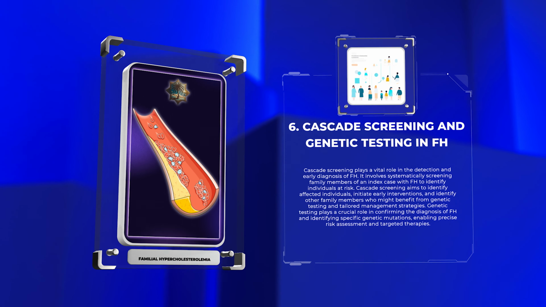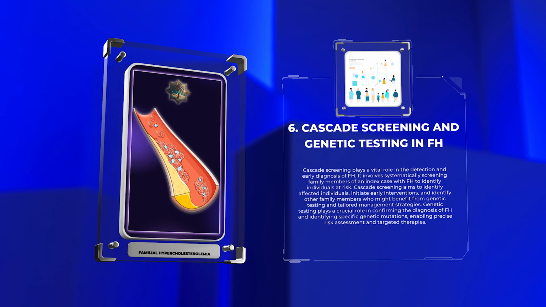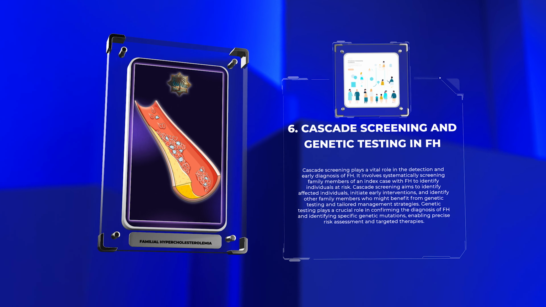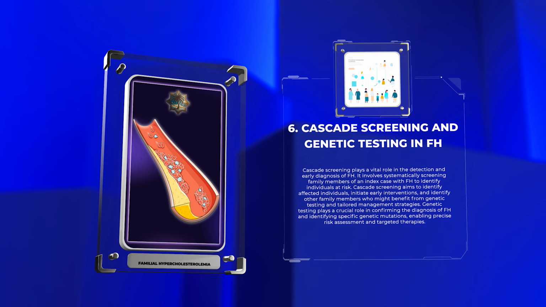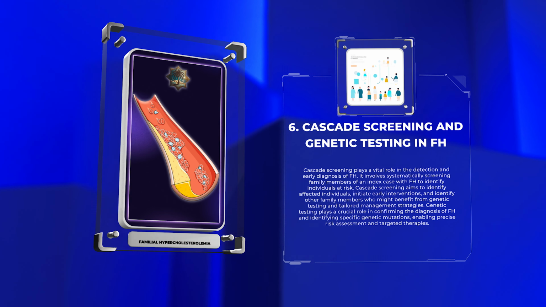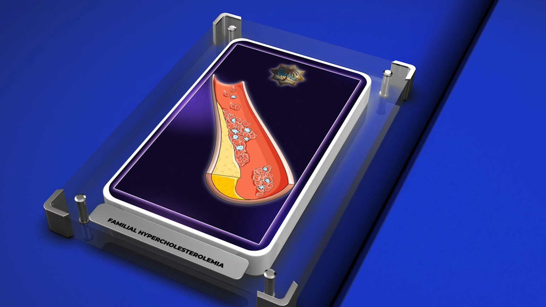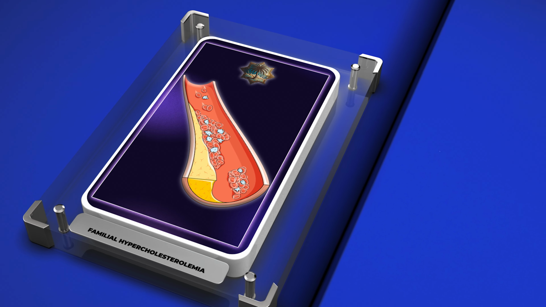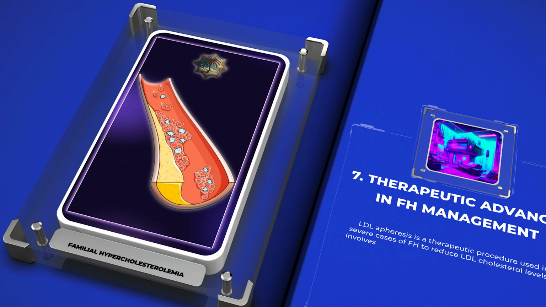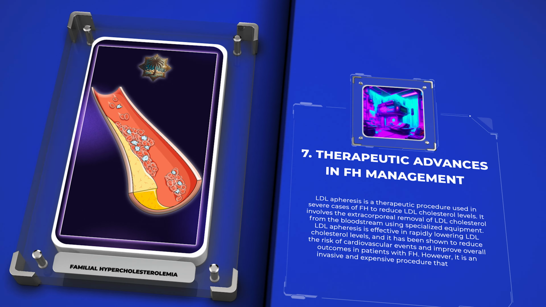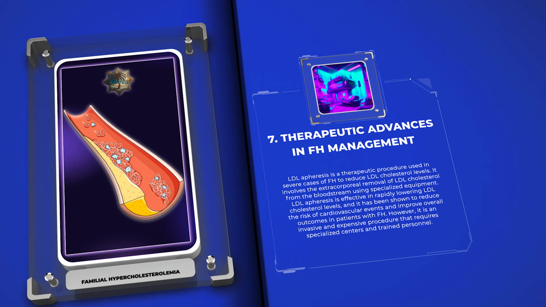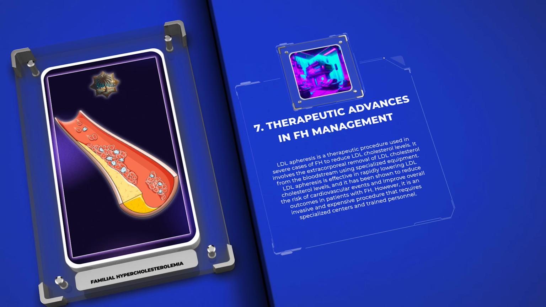Genetic testing plays a crucial role in confirming the diagnosis of FH and identifying specific genetic mutations, enabling precise risk assessment and targeted therapies. LDL apheresis is a therapeutic procedure used in severe cases of FH to reduce LDL cholesterol levels. It involves the extracorporeal removal of LDL cholesterol from the bloodstream using specialized equipment.